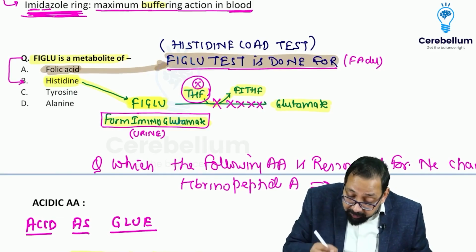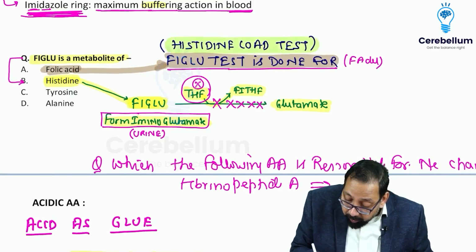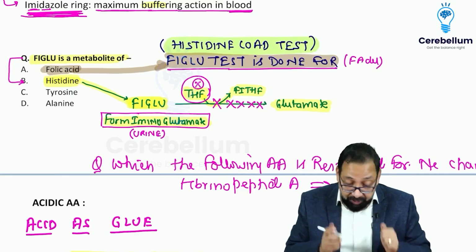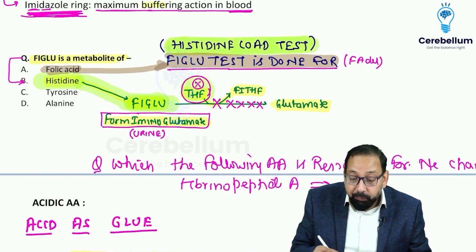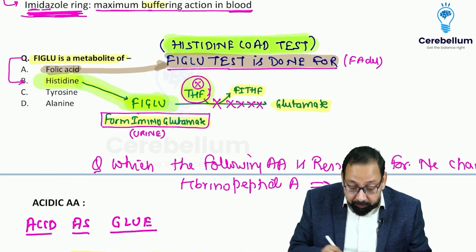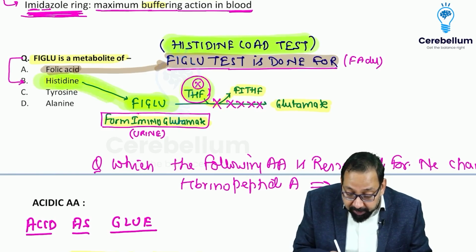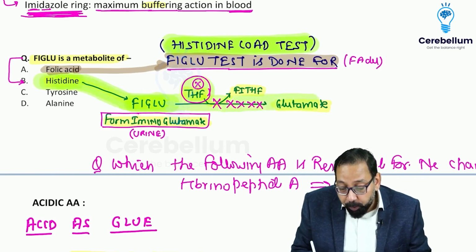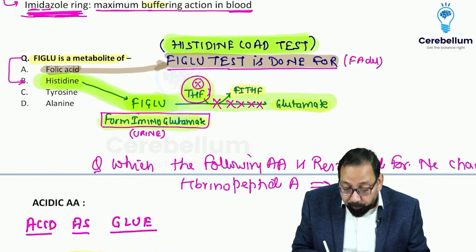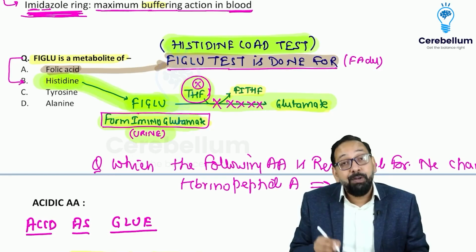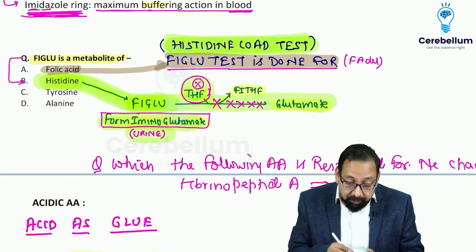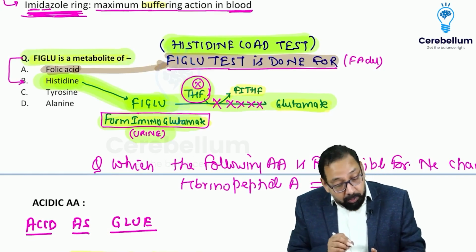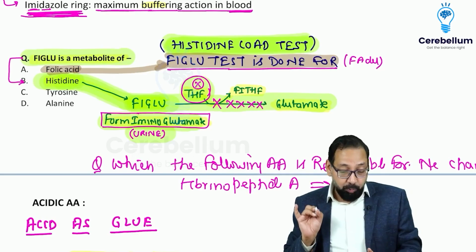Another name is the histidine load test. If you give a loading dose of histidine, this histidine will be converted to FIGLU. In folic acid deficiency, if you give a loading dose of histidine, histidine will be converted to FIGLU but will not be converted to glutamate. FIGLU will be excreted in urine. FIGLU test positive, or histidine load test will be positive. So this is about the FIGLU test. FIGLU is a metabolite of histidine.